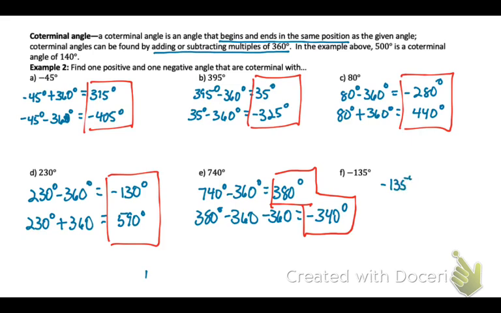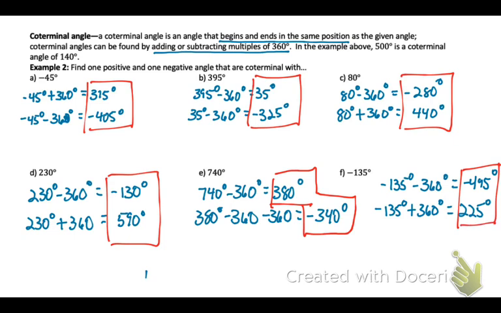For negative 135, let's subtract 360 degrees, and that puts us at negative 495 degrees. And then for a positive coterminal, let's add 360 degrees. So if we were to draw any of those pairs of coterminal angles in standard position on an XY axis, they would begin and end in the same spot.